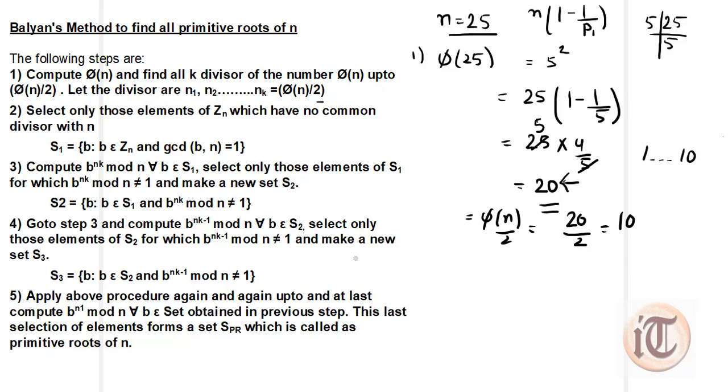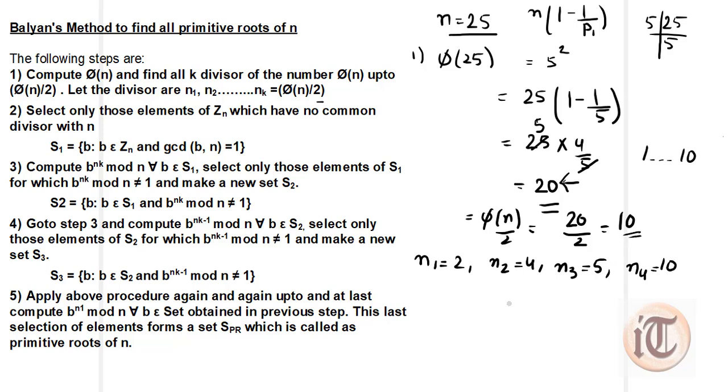So if I start from number 2, because 1 is an exceptional number, do 2 and 20 have a common factor? Yes, so n1 becomes 2. Then 3 and 20 have a common factor? No. The next number is 4, and 4 and 20 have a common factor, yes, so n2 becomes 4 here. Then 5 and 20 have a common factor, yes, so n3 becomes 5 here. Similarly we will check 6, 7, 8, 9 with 20, and in this way we have n4 equals 10 here, because we have to calculate up to phi n by 2.